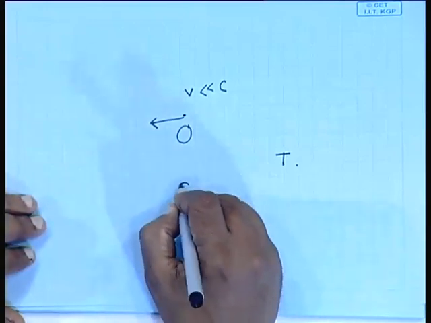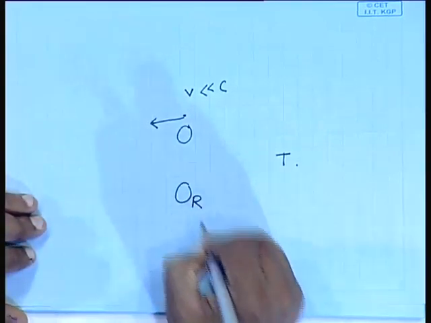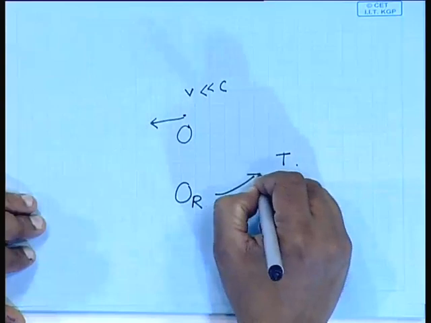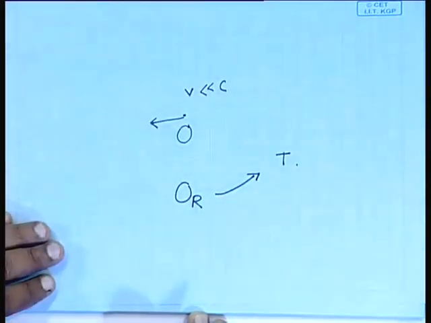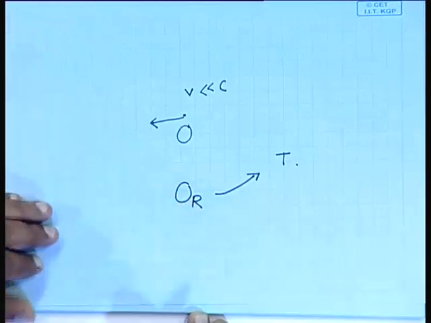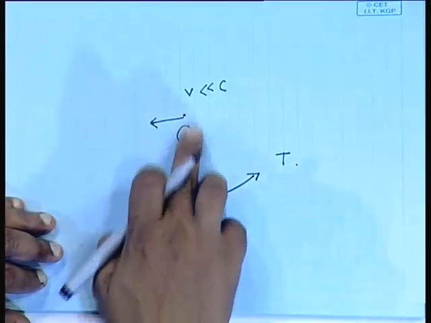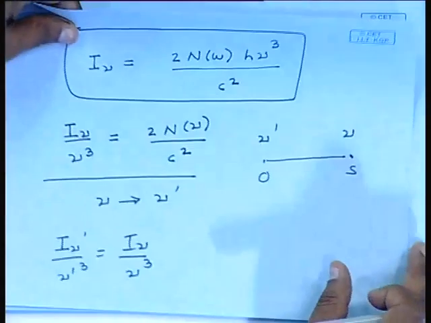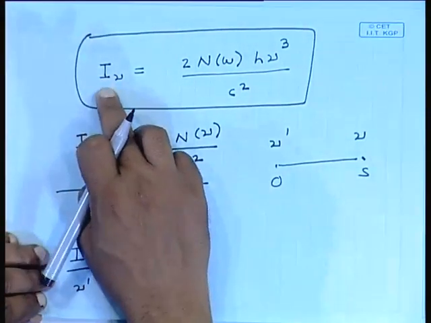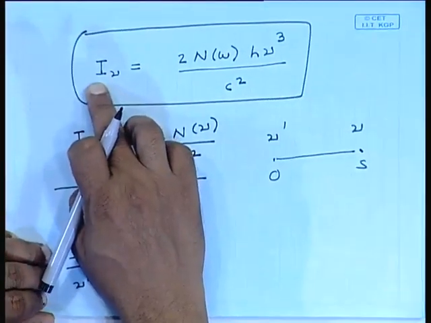There is another observer, let us say, who sees isotropic thermal radiation at a temperature T. This observer is at rest with respect to the CMBR. There is another observer moving with V much smaller than C. Now, the next thing is: what is the specific intensity corresponding to thermal radiation?